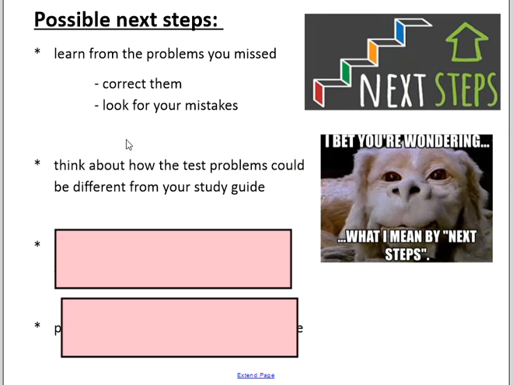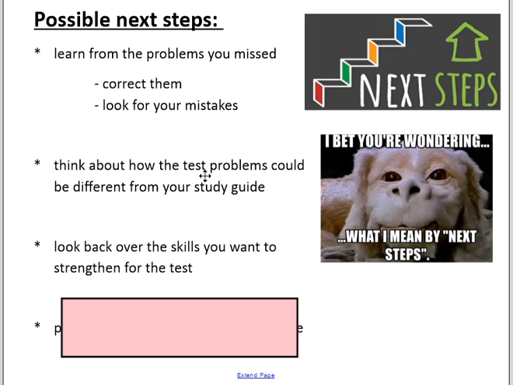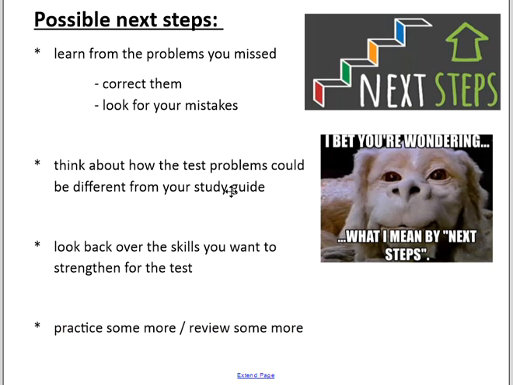You could also think about the test problems and how they could be different, okay? Because the test is different from your study guide. There's usually some small changes here and there, some new problems, some different problems. So brainstorm, how could this one look? How could that one look if they wanted to change it on me? You could look back over the skills you want to strengthen for the test. You probably know now which ones were good and which ones were tough. Okay, so you might want to look back over those and learn from some of the things you felt like you were missing. Okay, you could practice some more and review some more, right? These are all good steps, okay, and we will provide you with some resources to make that happen.